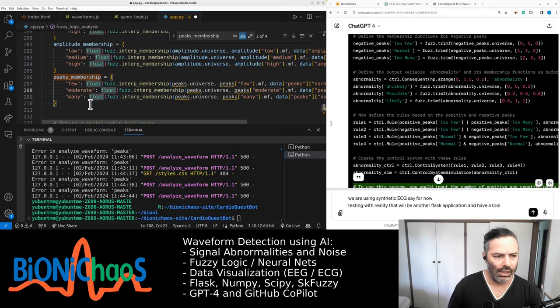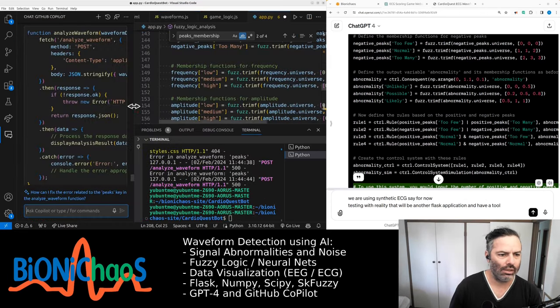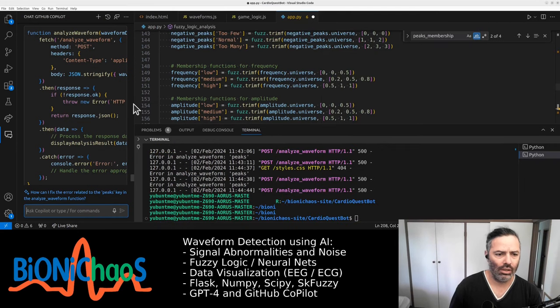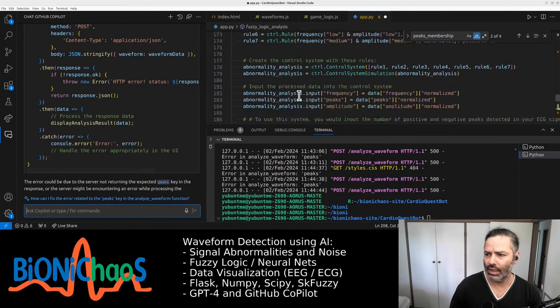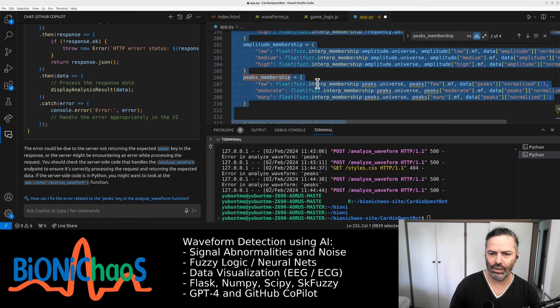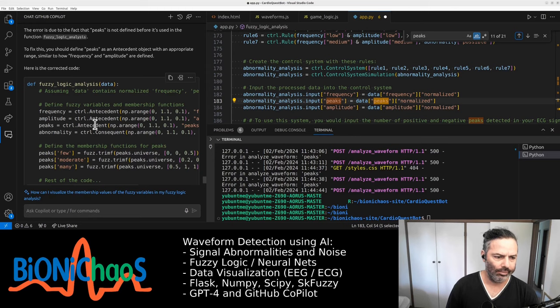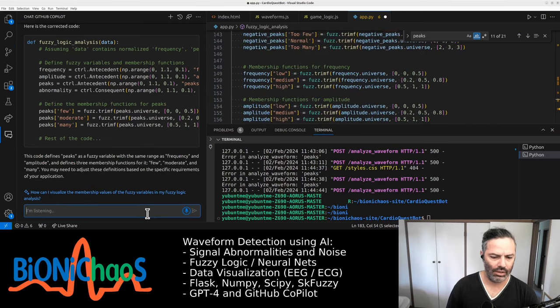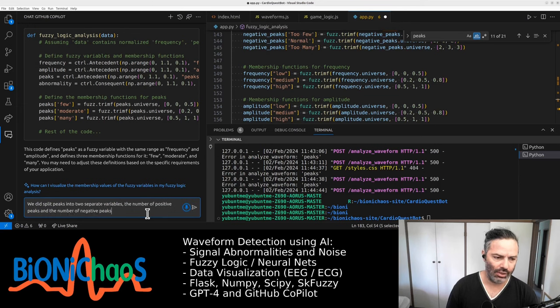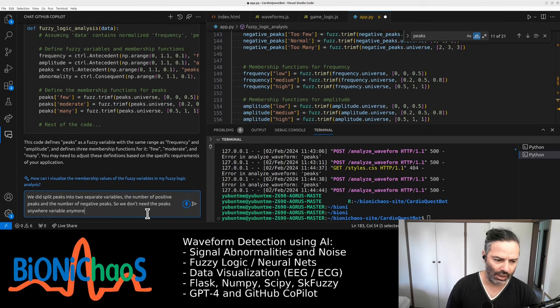Still a problem. Let's check Copilot for a sec. "Peaks is not defined. To fix this, should define peaks." Do we need it? We did split peaks into two separate variables, the number of positive peaks and the number of negative peaks. So we don't need the peaks variable anymore in theory.